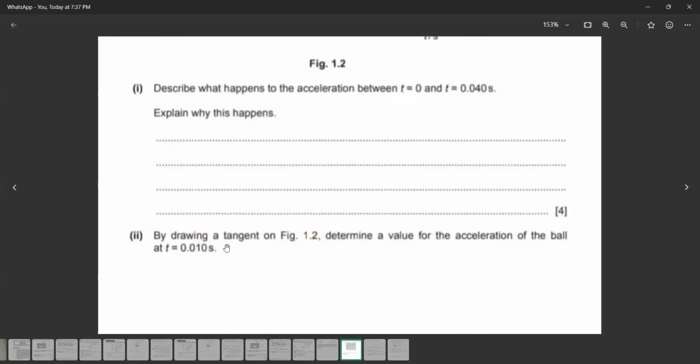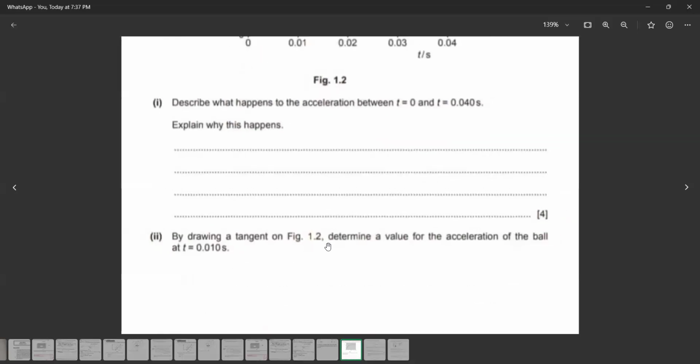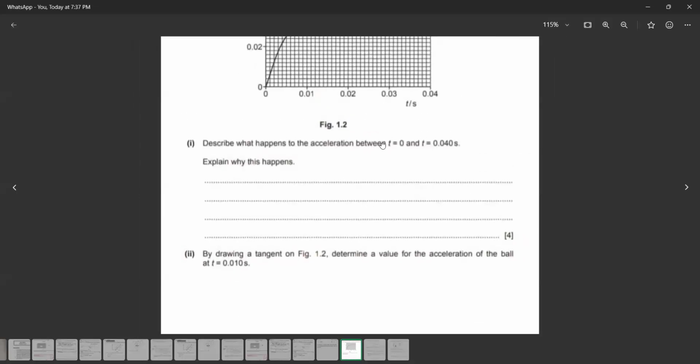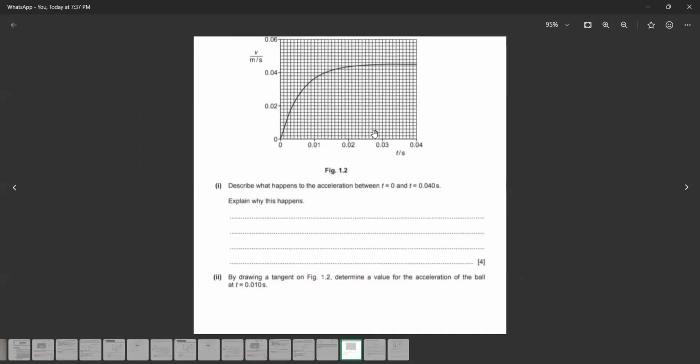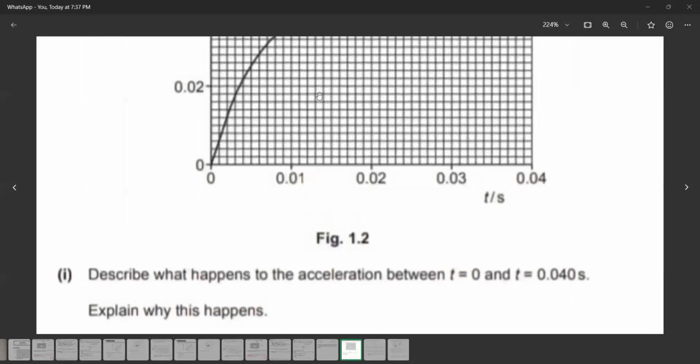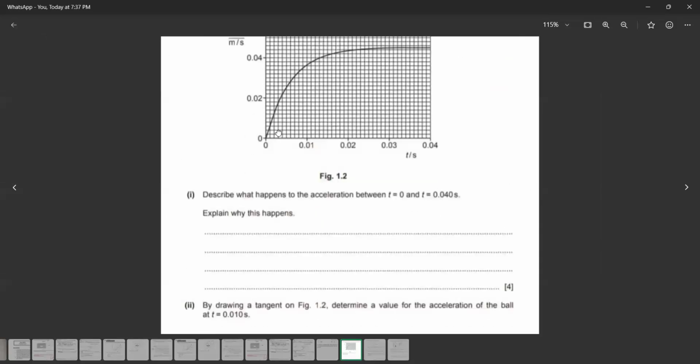The next is: draw a tangent on figure 1.1. Determine the value of acceleration of the ball. So how to do this? First we have to draw. We want the acceleration at 0.01. So what I have to do first is mark a point where the time is 0.01. So this is the point where we have 0.01. I'll just zoom in. 0.01, yeah, here.